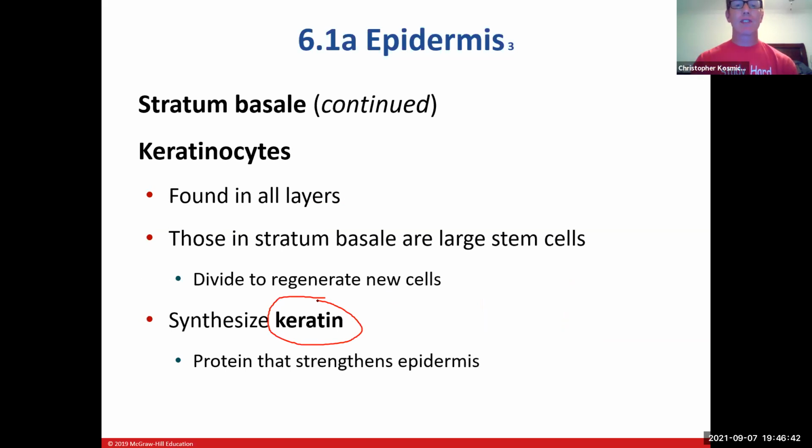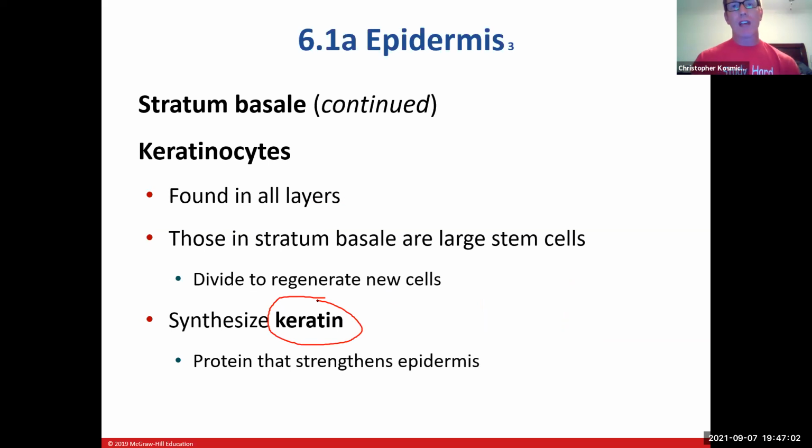So these keratinocytes are in that basal layer there, that bottom layer. And their job is to just divide. And that's what they do. And so as you remember, when we talked about mitosis in lecture, when one cell divides, it leaves 2 cells.